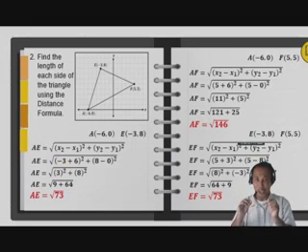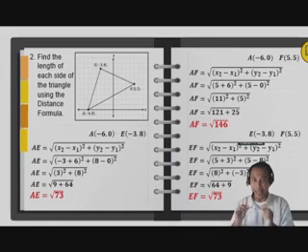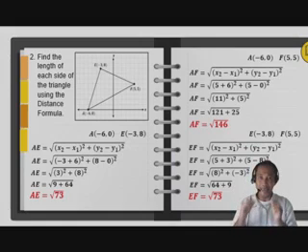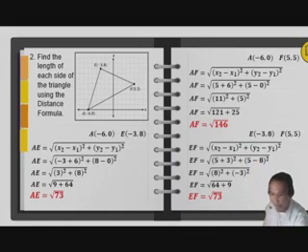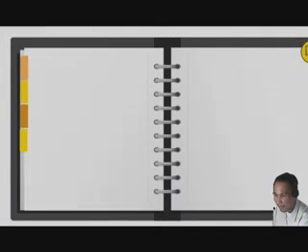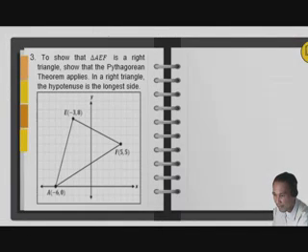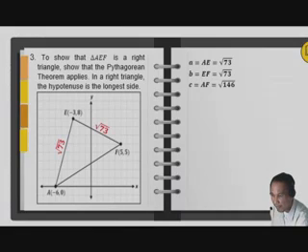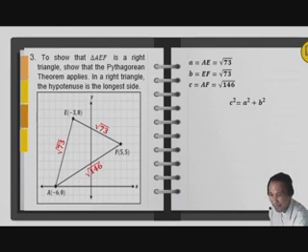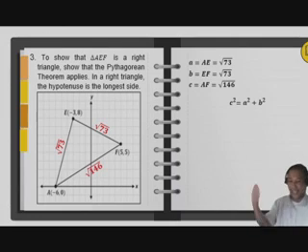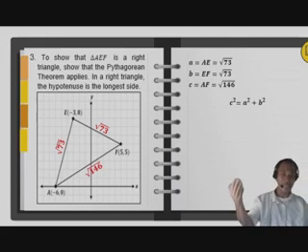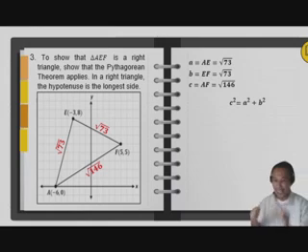Pero ito ba ay isosceles right triangle? Again, ang ating target, patunayan na yan ay right triangle. Okay? So, paano natin patutunayan na right triangle? Gagamit tayo ng Pythagorean Theorem. C square equals A square plus B square. So, yan ang gagamitin natin ngayon.